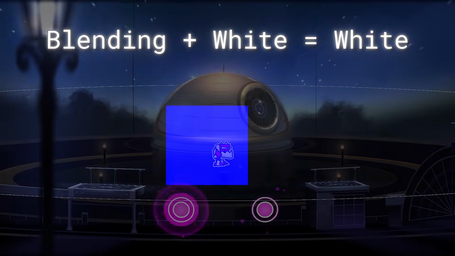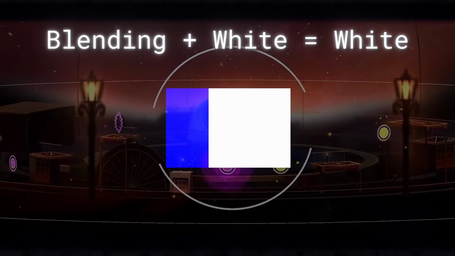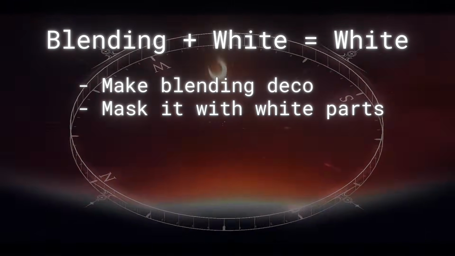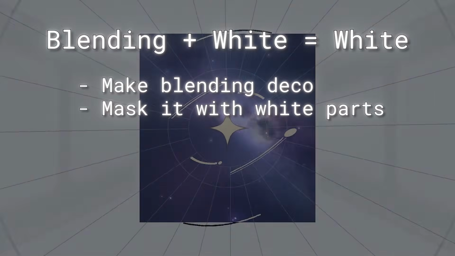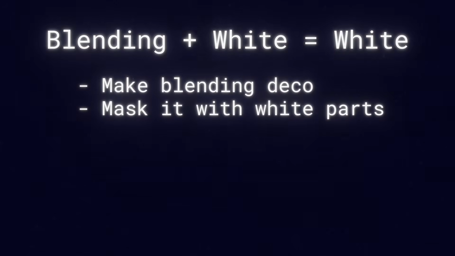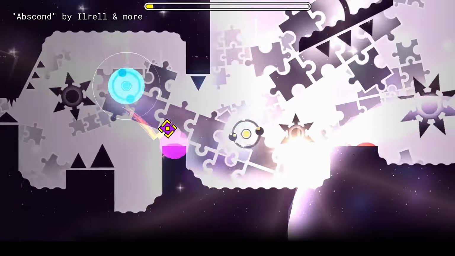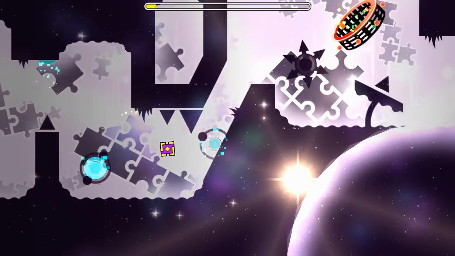If you put a blending object in front of a white object, you'll still get white because the color components are already maxed out. This means if you make decoration out of all blending objects, you can make this deco only show up on non-white objects. For instance, if you make some decoration, make your blocks out of all black objects, and have a white background, you can get effects like this.